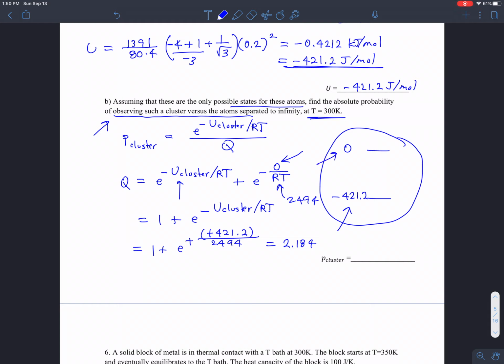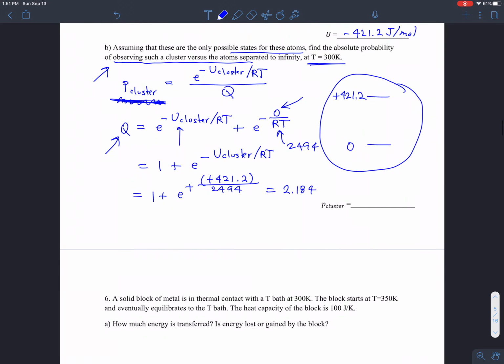Does that make any difference? In the end, it doesn't. We will get the right answer no matter which state we choose to be our 0 of energy. If we reversed this, put the 0 of energy down here and made this plus 421.2, I'd get the same answer. I get the same probability. Let me be clear about that. I'll get a different value for Q, though. I could go into more detail for why this is true, but let me just write down the conclusion to be remembered.